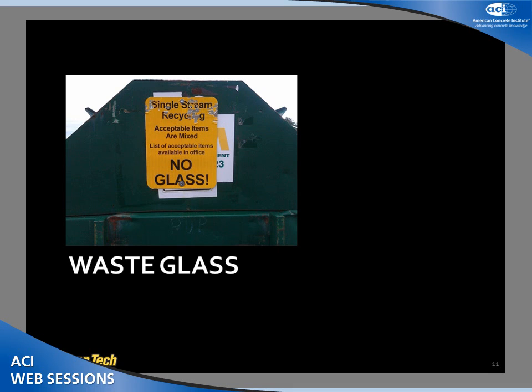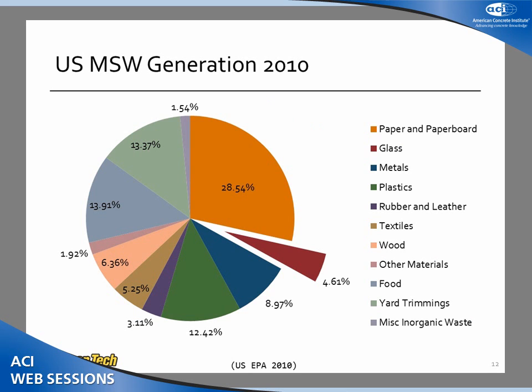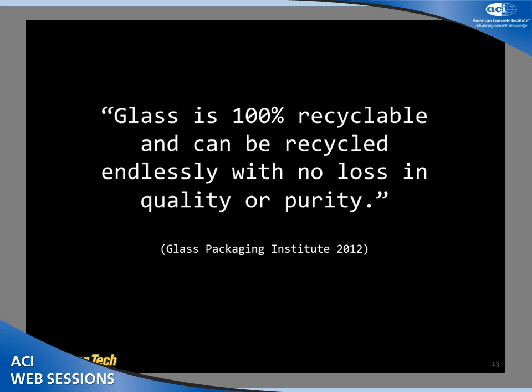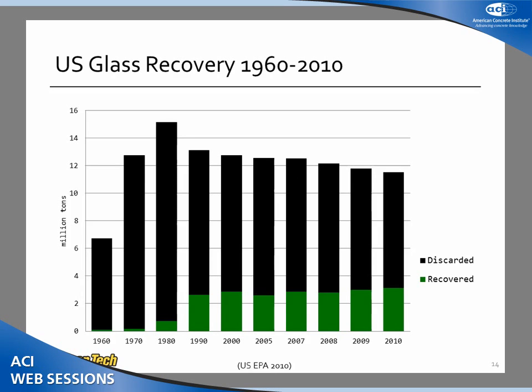So while I have your attention, I'm just going to give a little plug for glass here. This is a sign from Houghton. We can't recycle glass there because we're too far away from the nearest cullet processing plant, and that was sort of part of the motivation for this project, just that there's a lot of glass out there. So the municipal solid waste stream in 2010, a little less than 5%, so it's out there. And glass supposedly is 100% recyclable, can be recycled endlessly with no loss in quality or purity. I think most of us would agree with that or have heard that before.